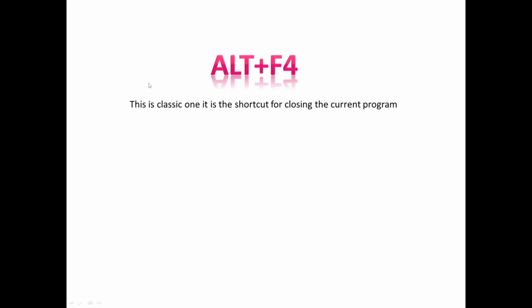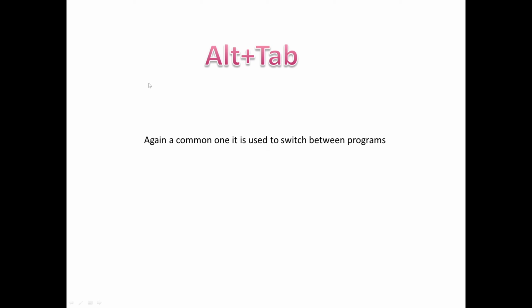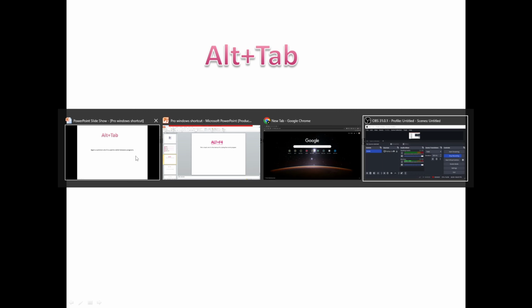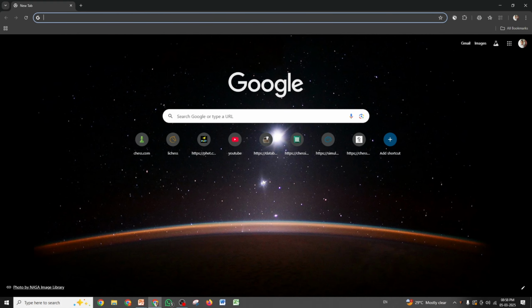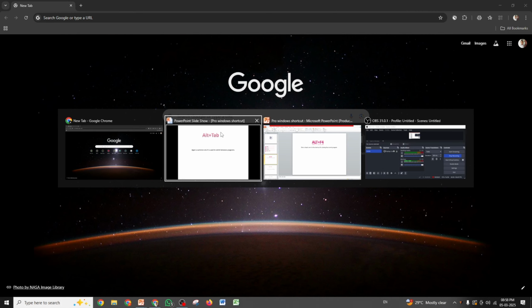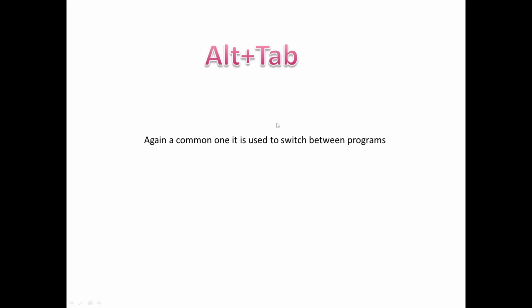So after Alt F4 we see Alt Tab. This is to switch between programs like this. See, it moves to front. See, this is Google Chrome. This is the Pro Windows Shortcut Show, PowerPoint presentation.